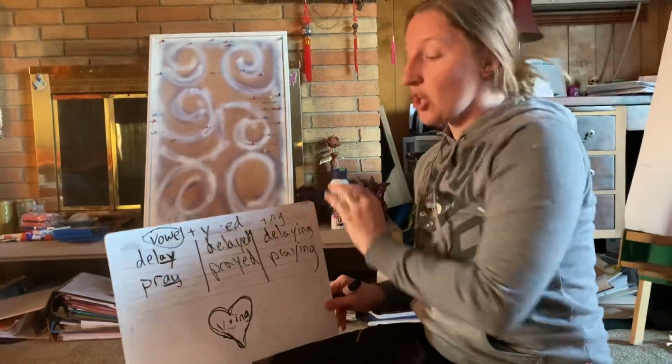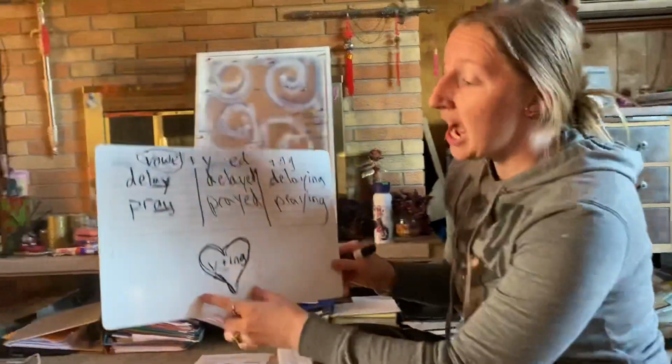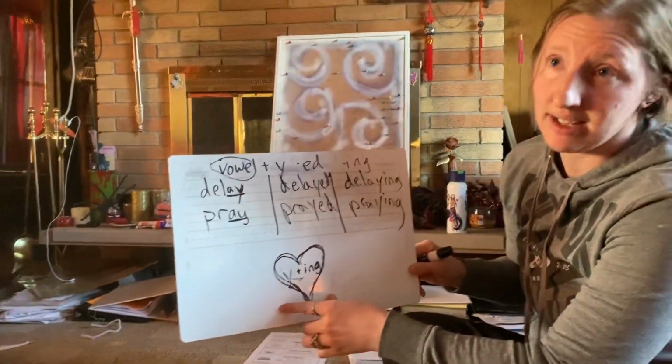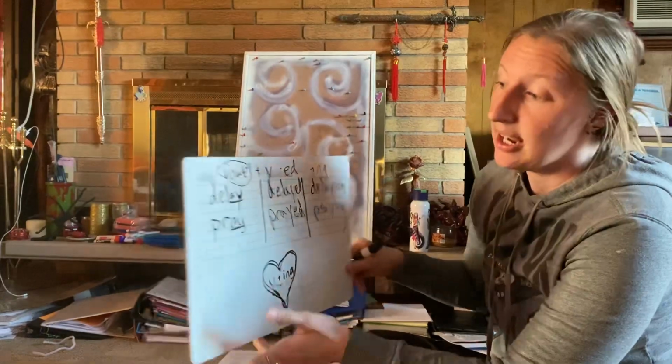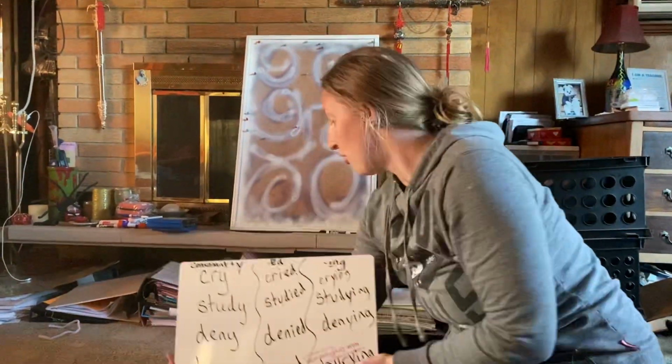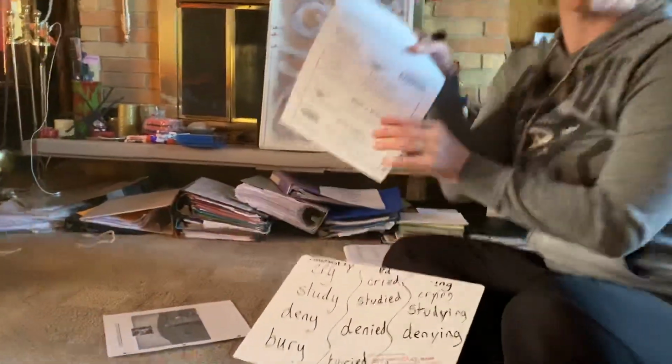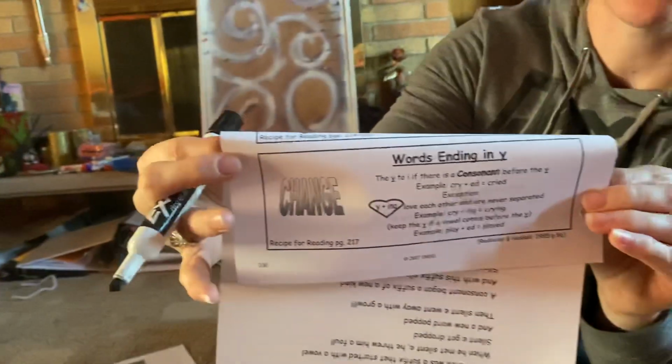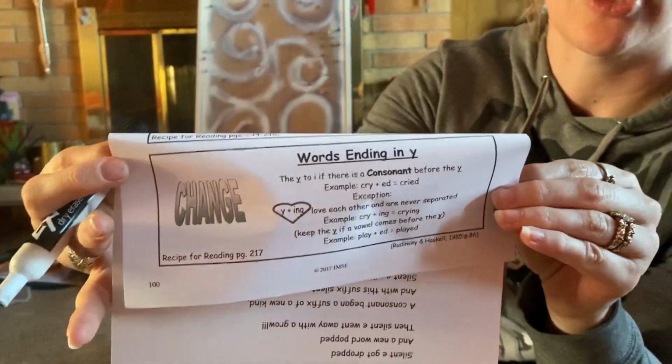Okay? So again, remembering Y loves I. So stay with the Y loves I. Think about that when you're doing your changes. And that change rule is really important. Again, when you're thinking about words ending in Y, remember these rules, guys, as you're thinking about Y changing to I.